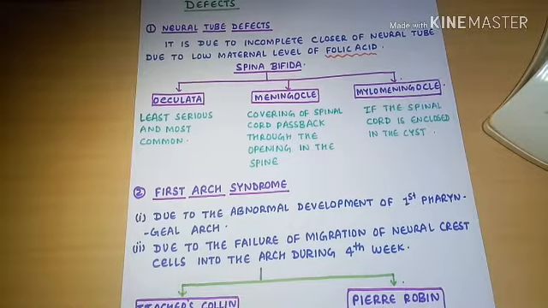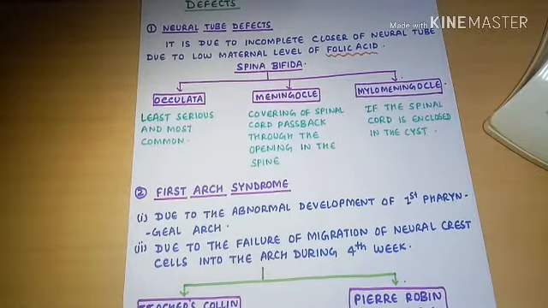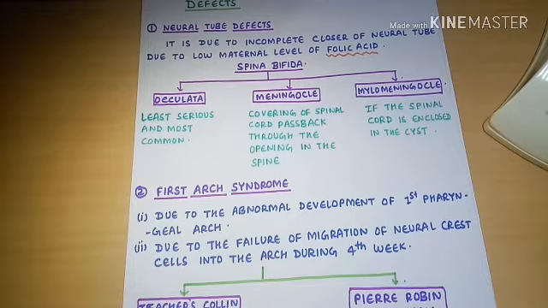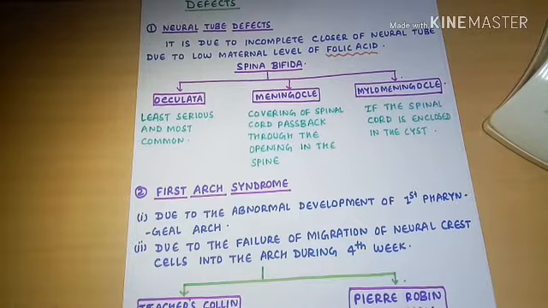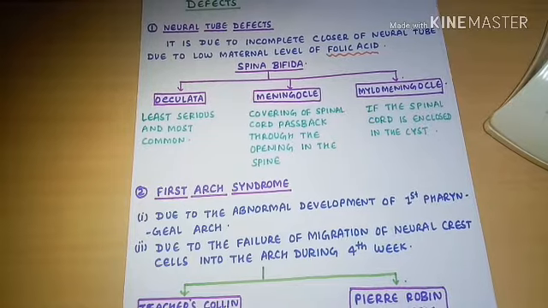In Treacher Collins syndrome, the person has normal intelligence. So we have to remember that. In Pierre Robin syndrome, the palate is cleft, and there is retrognathia and glossoptosis. The genetic anomalies are on chromosomes 2, 11 and 17. So due to the abnormal development of the first pharyngeal arch, the first arch syndrome is caused, due to which Treacher Collins syndrome and Pierre Robin syndrome develop.